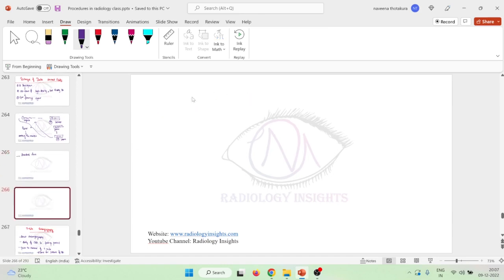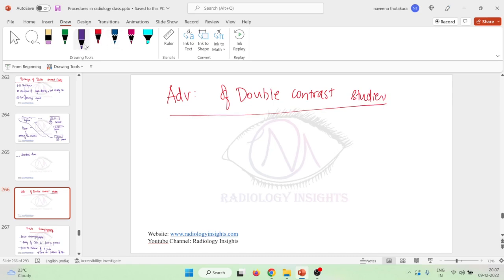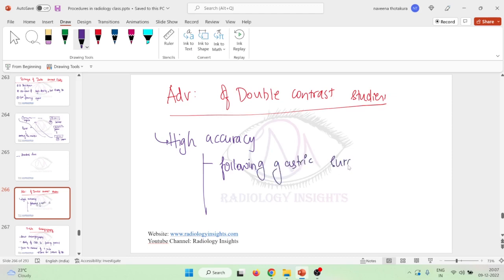Now, what about the advantages? If you see the advantages of double contrast study, because we are using two contrasts, barium and also gas, as a result, it has high accuracy. It has high accuracy mainly for certain things. It can be done following any type of gastric surgery, or it is done after bile reflux gastritis.